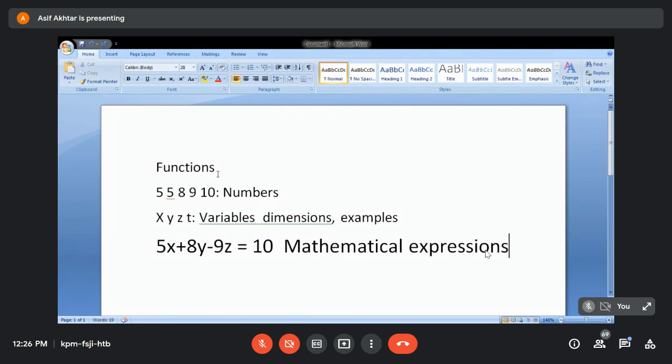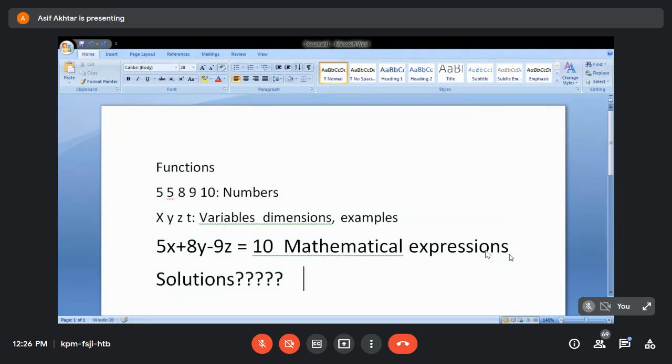Our entire job is that we would like to convert the real life problem of business organization into mathematical expressions. We have this one mathematical expression. And finally, the purpose of writing these mathematical expressions is what? We are looking for solutions. This is what we have.